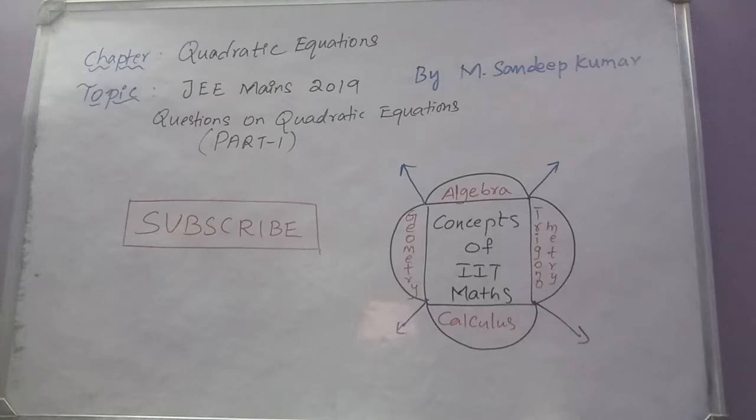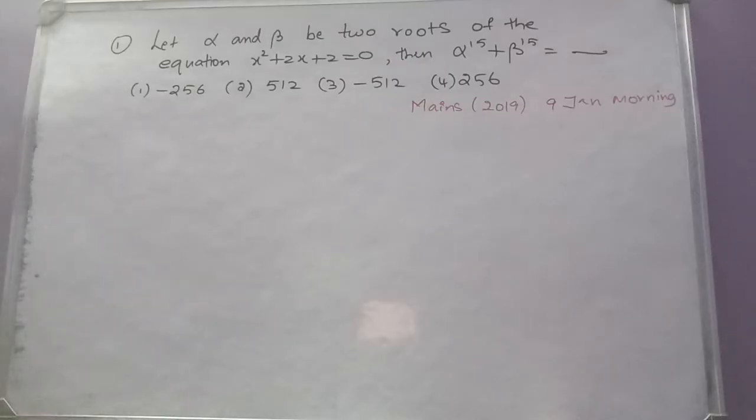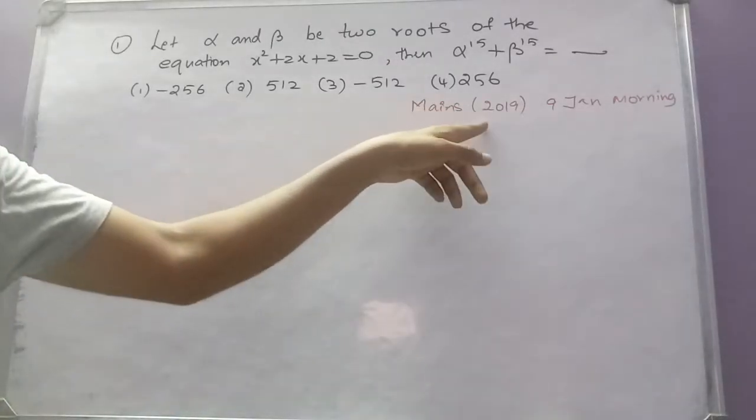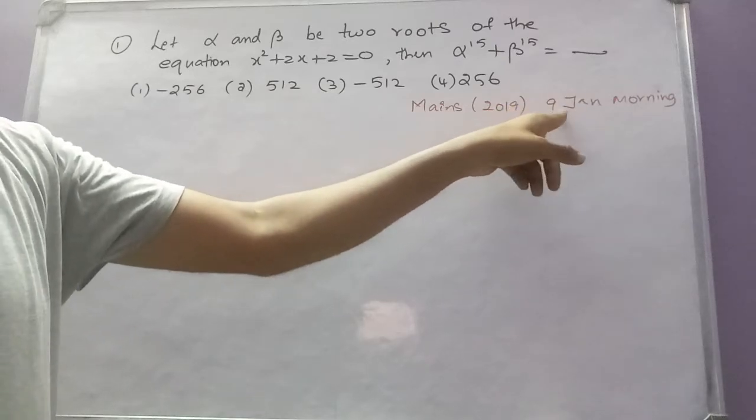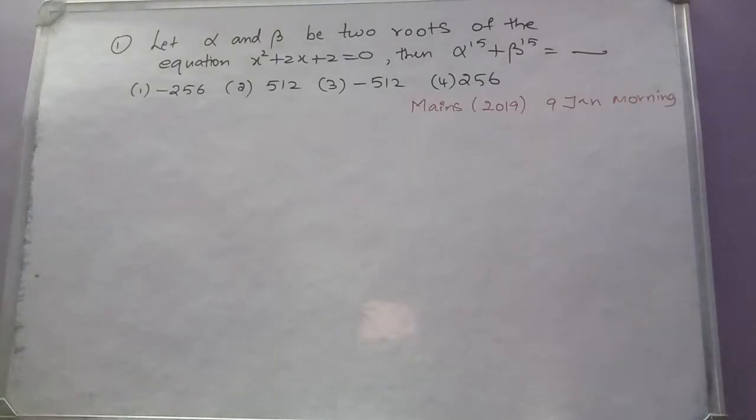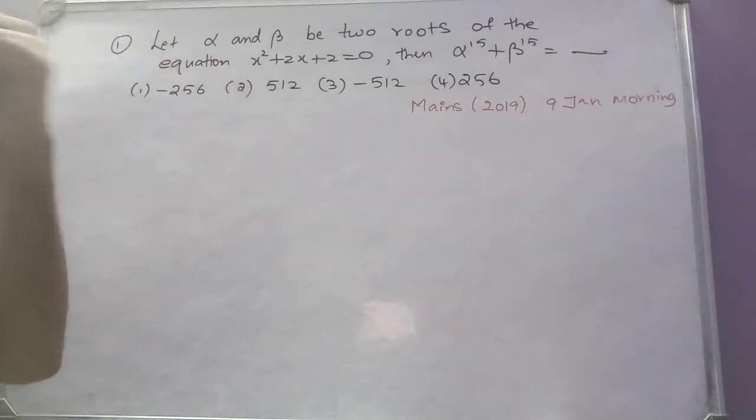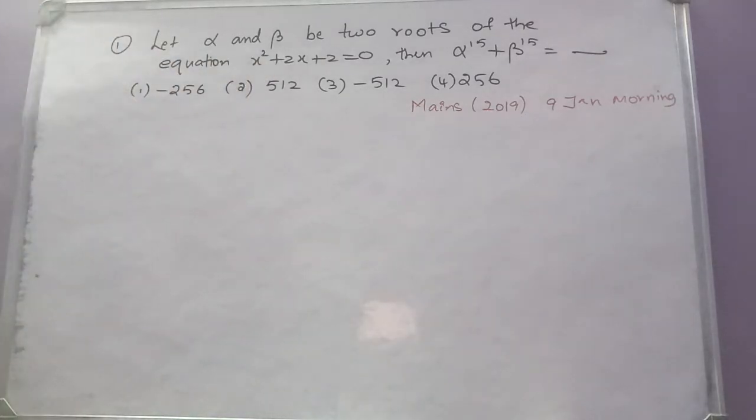Let us start. Here is our question, which was given in JEE Mains 2019 in the shift of 9 Jan morning shift. So here is the question. Let alpha and beta be two roots of this equation x square plus 2x plus 2 equal to 0. Then alpha power 15 plus beta power 15 is equal to.